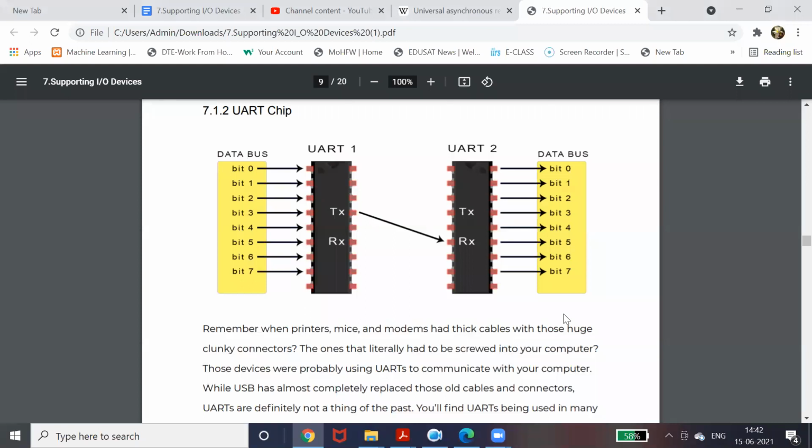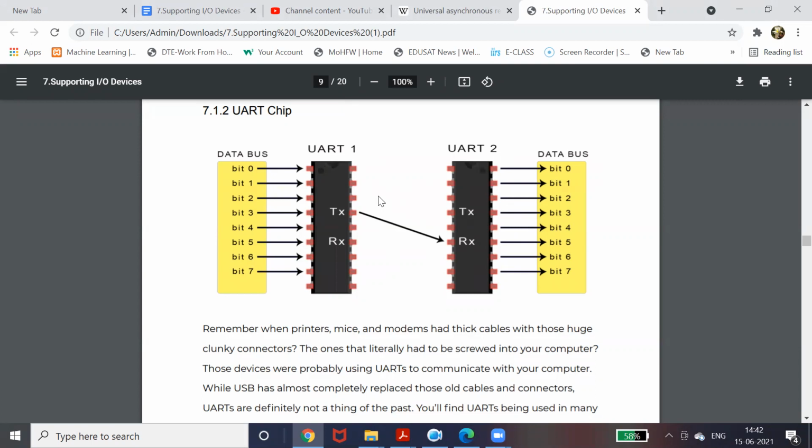Hello student, in this video we will cover the next point, that is about the UART chip. This diagram shows two UART chips, UART1 and UART2, and how they are communicating with each other. This is one of the serial types of communication.